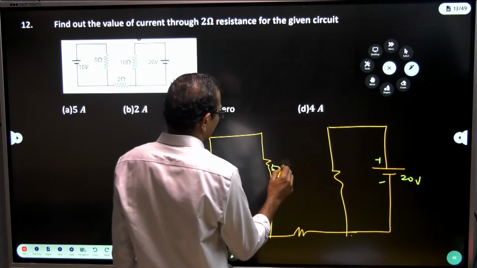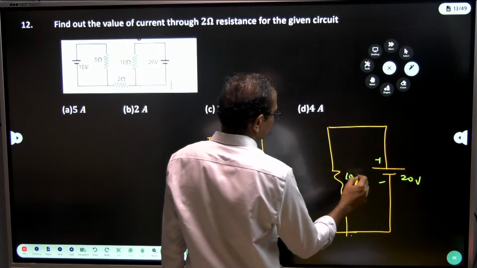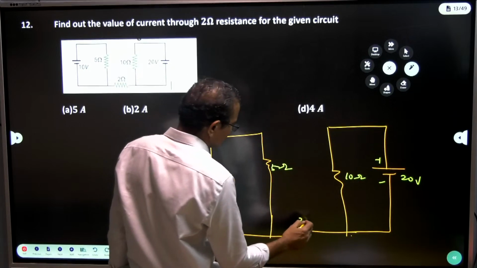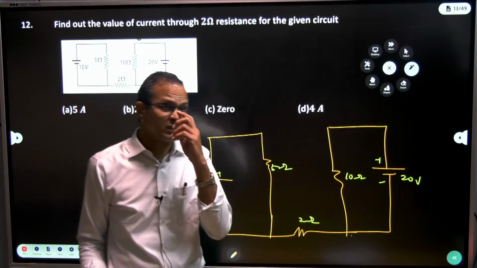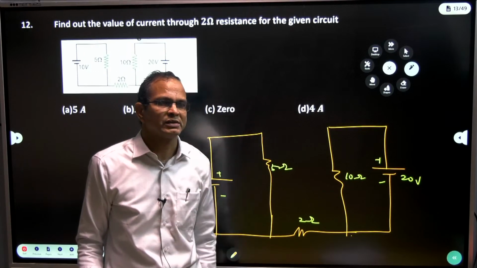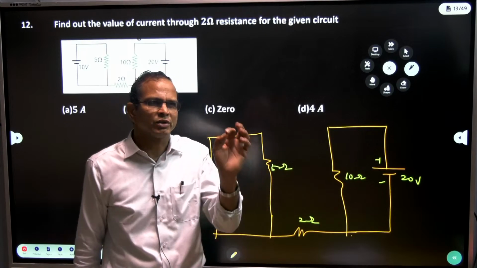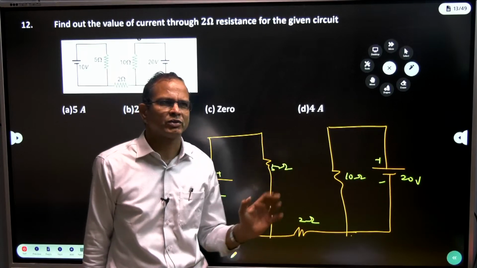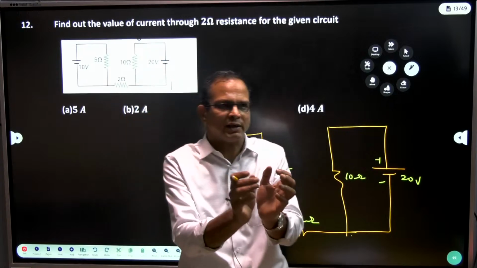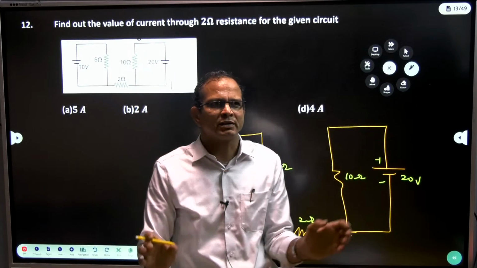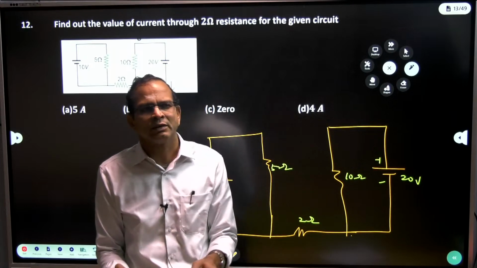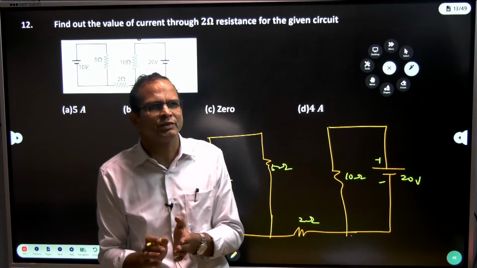Sir, with multiple cells, can we use KVL? No, I'll explain. This is a very interesting question, very simple. The basic principle in physics and chemistry is the law of conservation of charge. What do you mean by law of conservation of charge? I give you 10 electrons in a box. You cannot destroy them. You cannot create an extra electron, because the charge in the universe is constant.